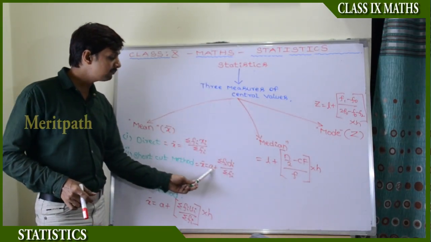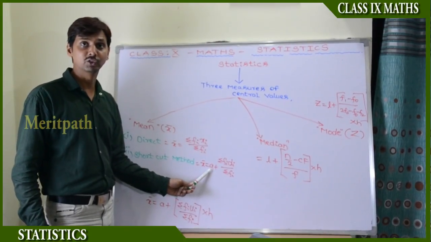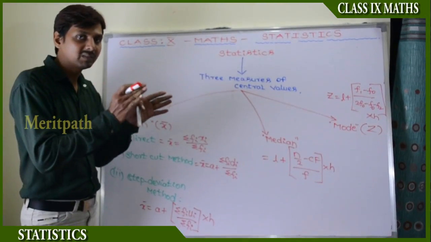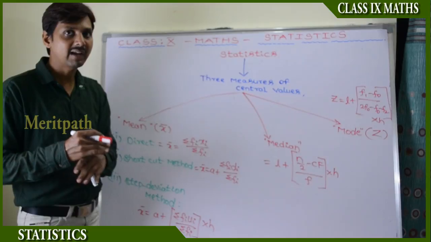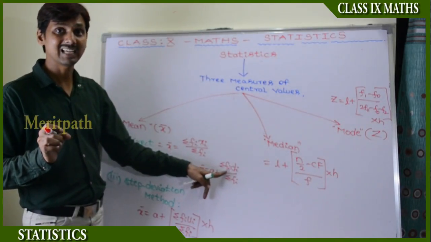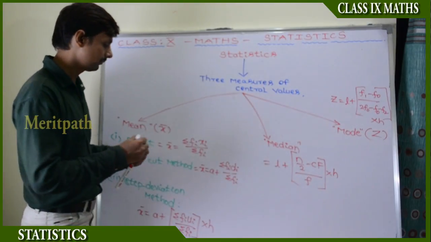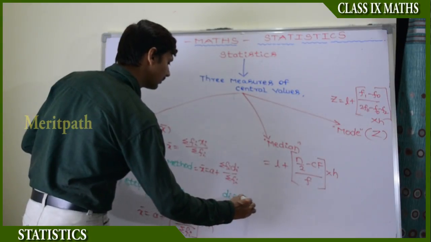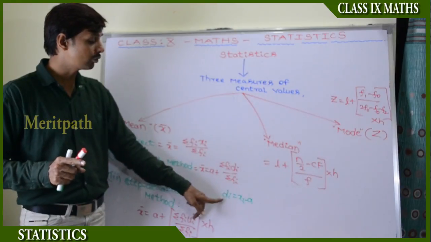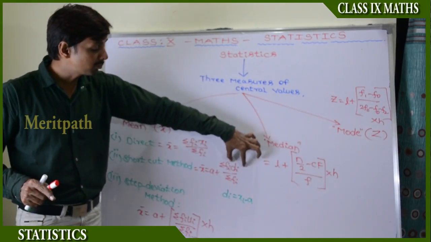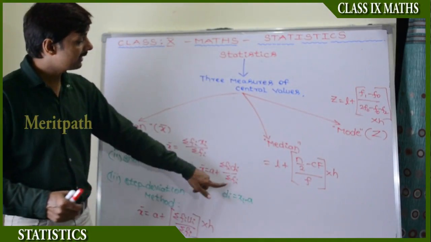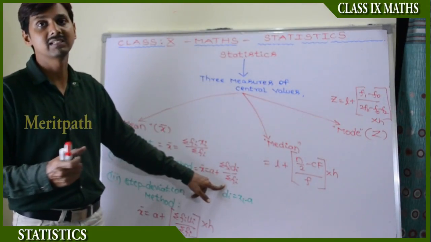In the shortcut method, a plus sigma fi di by sigma fi. A is nothing but the assumed mean. We find the mid values xi from the class intervals. Among the mid values, we take the middlemost value of the observations as small a, which is called the assumed mean. Fi is the frequency, and di we find as xi minus a. For each observation we find the difference between the mid value xi and the assumed mean, which is called di. After finding di, we find the product of fi and di, and then add them to get the sum of fi di. Next, sigma fi is nothing but the sum of the frequencies.